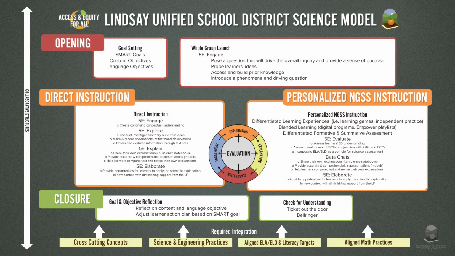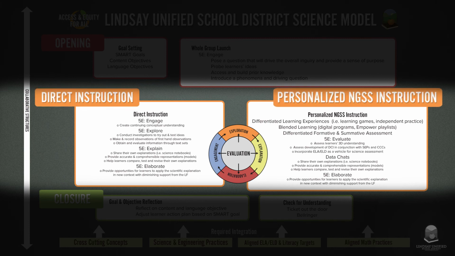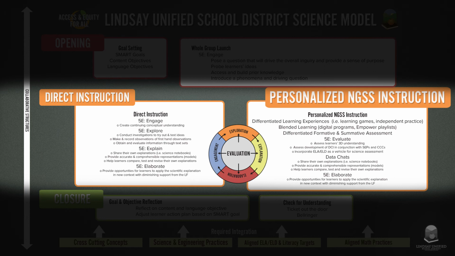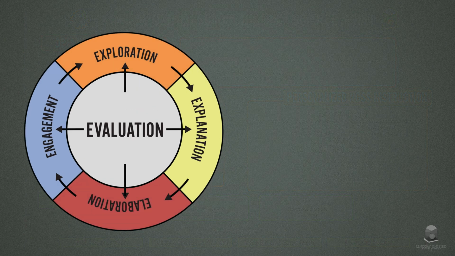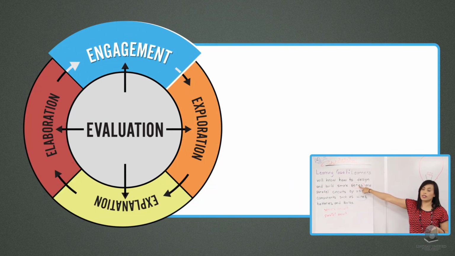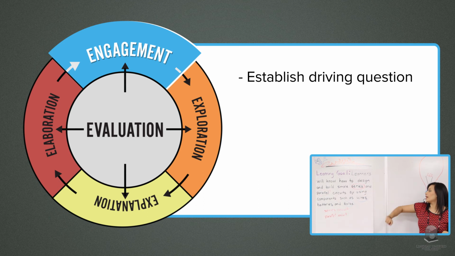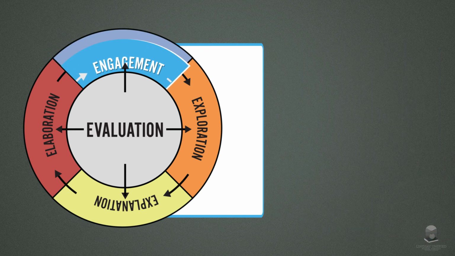After the opening, we move on to the main instructional time, which should include both direct instruction and personalized next-generation science standards instruction. This section is focused on the delivery of the 5E lesson design. The 5E lesson design ensures that learners have multiple opportunities to interact with scientific concepts in various ways. In the engage phase of the 5E lesson design, we should establish a driving question and elicit learners' initial understandings on the topic. This is where you would include a hook or a motivating starting point for instruction.